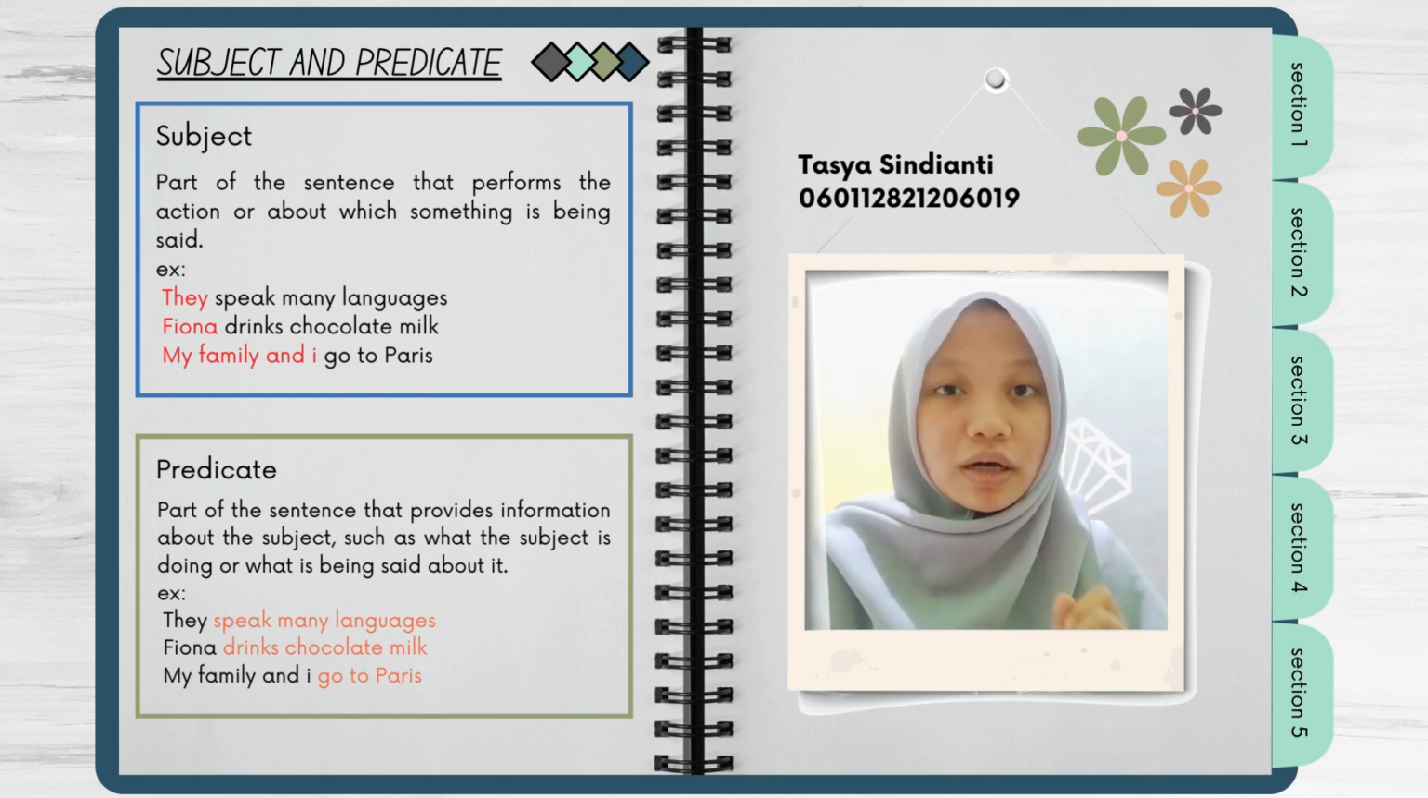For example, they speak many languages. As we know, they here is a subject and the predicate is speak many languages. And the second example is Fiona drinks chocolate milk. Fiona is a subject and the predicate is drinks chocolate milk. And then the last example is my family and I go to Paris. Go to Paris is the predicate.